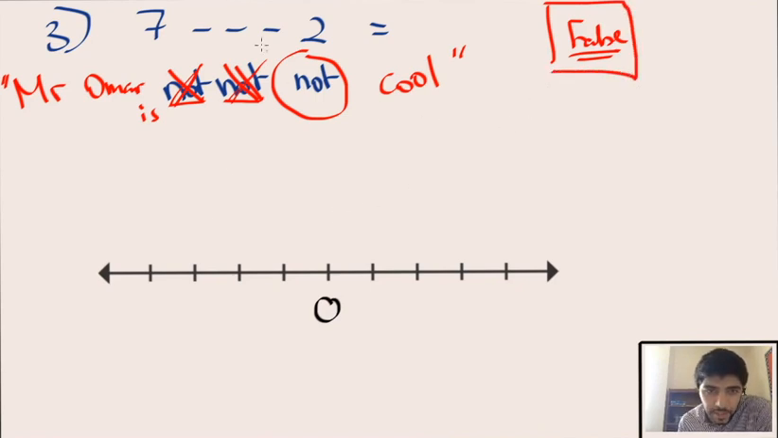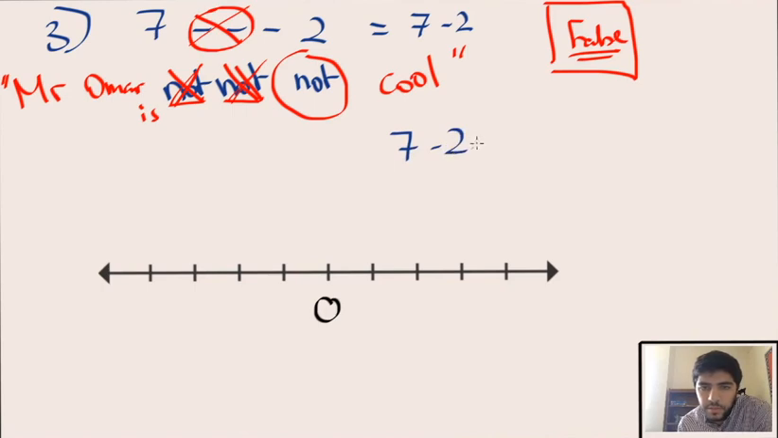Okay, so in this case, 7 minus minus minus 2, we can take those first two negative signs and they cancel out. But instead of becoming 7 plus 2, since there's an extra minus sign here, it ends up being just 7 minus 2, which again, we'll go to 7, go back 2, and we will get 5.